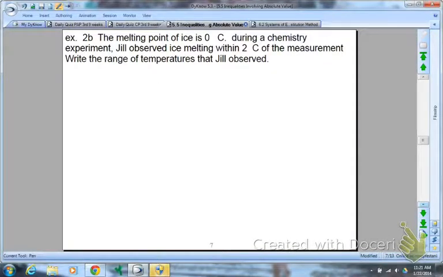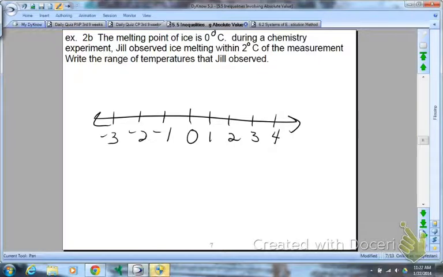Do example 2b. The melting point of ice is 0 degrees Celsius. During a chemistry experiment, Jill observed ice melting within 2 degrees Celsius of the measurement. Write the range of temperatures that Jill observed. So what would the range be? From -2 to +2. So if the temperature was anywhere between and including both -2 and 2, it starts to melt.